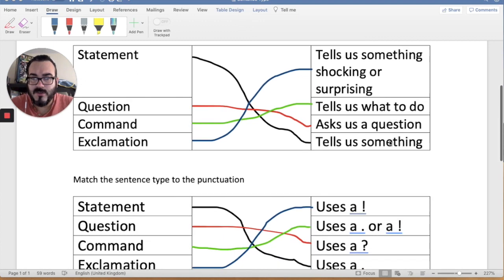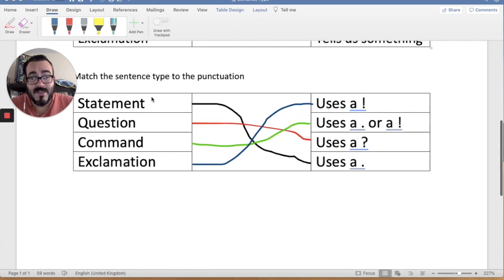Now let's look at the punctuation. A statement uses a full stop. A question uses a question mark. That's why we call it a question mark. A command, that uses a full stop or an exclamation mark. Remember, it depends how urgent the command is.